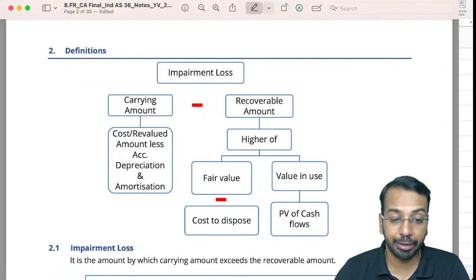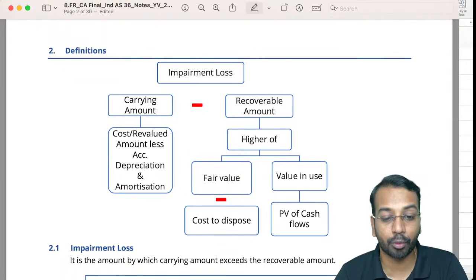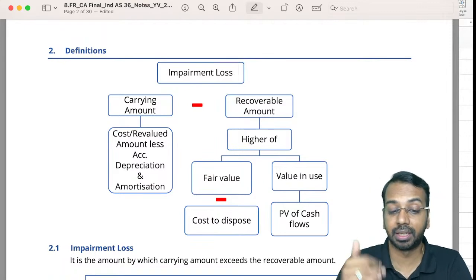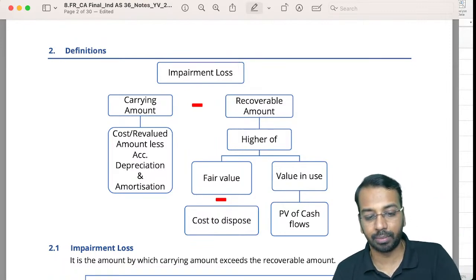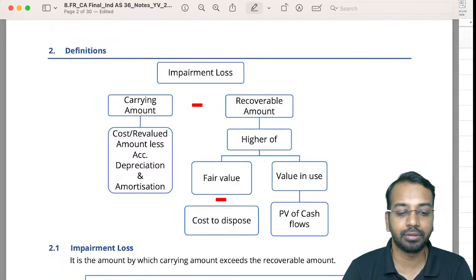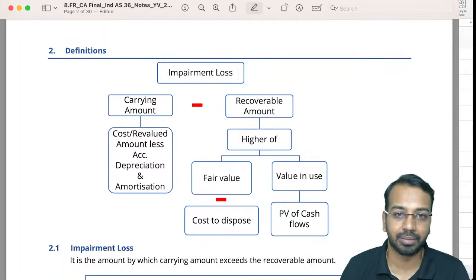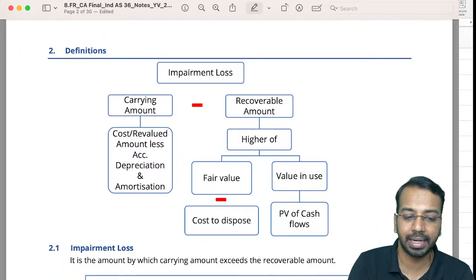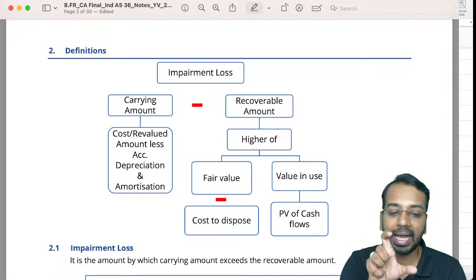So, impairment loss is carrying amount minus recoverable amount, where carrying amount should be greater than the recoverable amount, or recoverable amount should be less than the carrying amount. Carrying amount is your cost or revalued amount as per the respective standard. Ind AS 16, Ind AS 40, Ind AS 38, whatever the standard has said, calculate as per that standard, and that is the carrying amount.